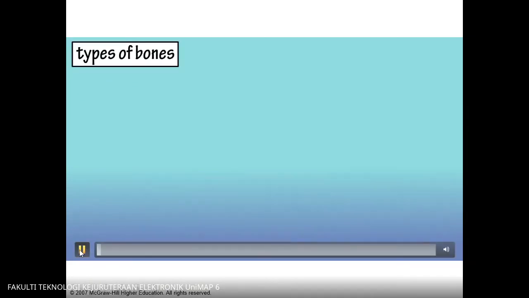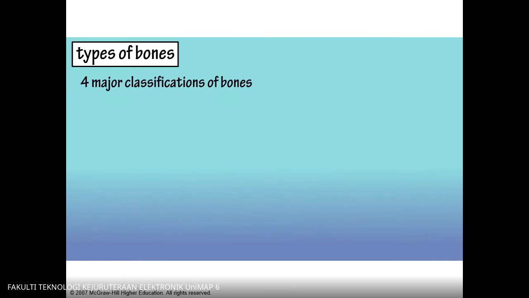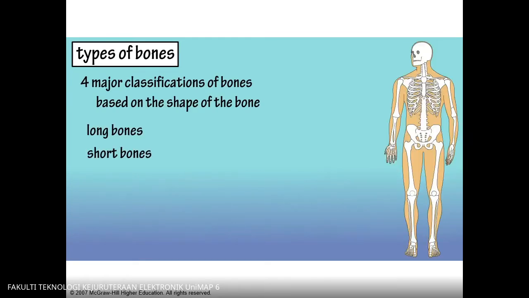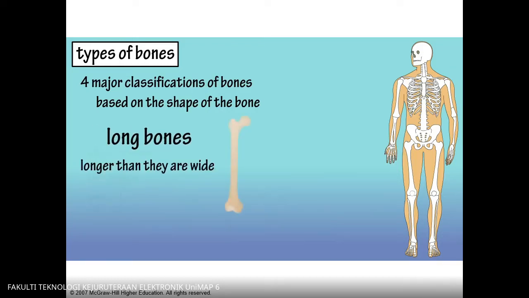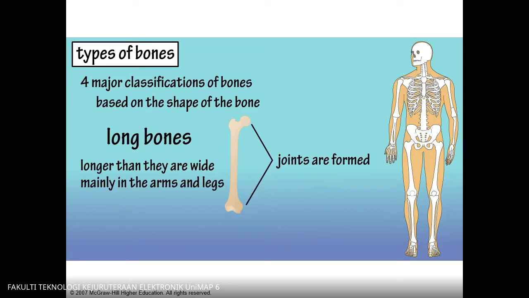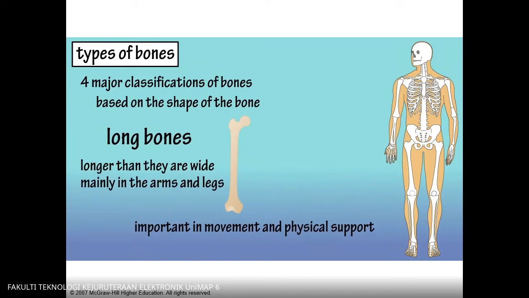The types of bones. There are 4 major classifications or types of bones based on their shapes: long bones, short bones, flat bones, and irregular bones. Not every single bone in the body fits perfectly into one of these classifications, and some bones may have characteristics of 2 or more of the classes. Long bones are longer than they are wide, and they are mainly located in the appendicular skeleton. But at each end of a long bone, a joint is formed. Long bones are important in movement, and they support the weight of the body. Some examples of long bones are the femur, the humerus, or arm bone, and the phalanges, the bones of the fingers.